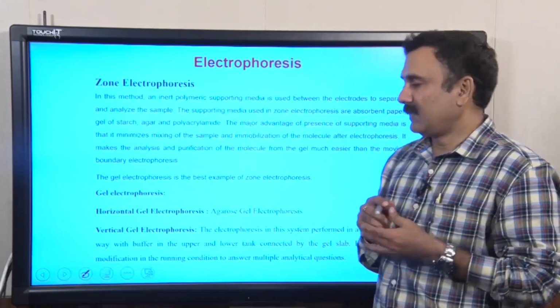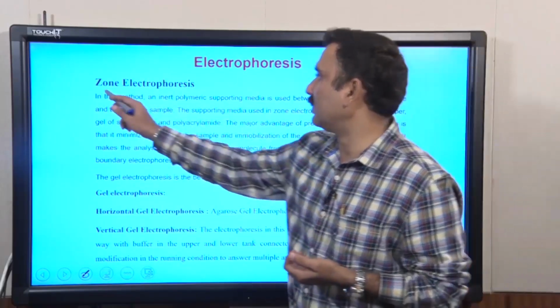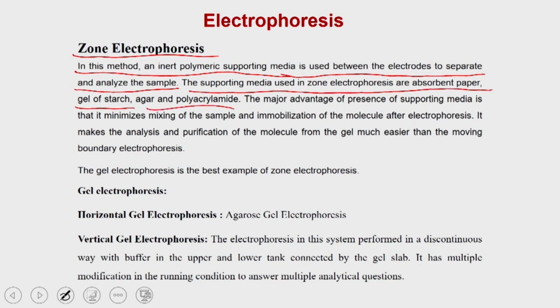To overcome this, people developed zone electrophoresis. In zone electrophoresis, an inert polymeric support media is used between the electrodes to separate and analyze the sample. The supporting media used in zone electrophoresis are absorbent paper, gels of starch, agar, and polyacrylamide. The major advantage of the supporting media is that it minimizes mixing of the sample and immobilizes the molecules after the electrophoresis.